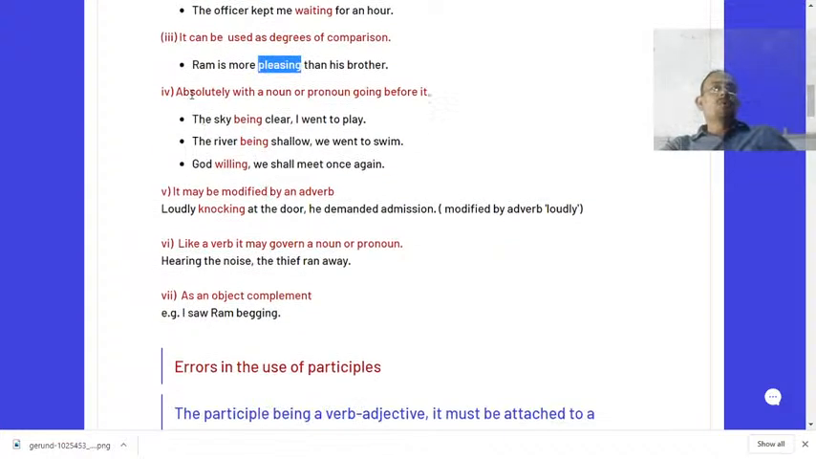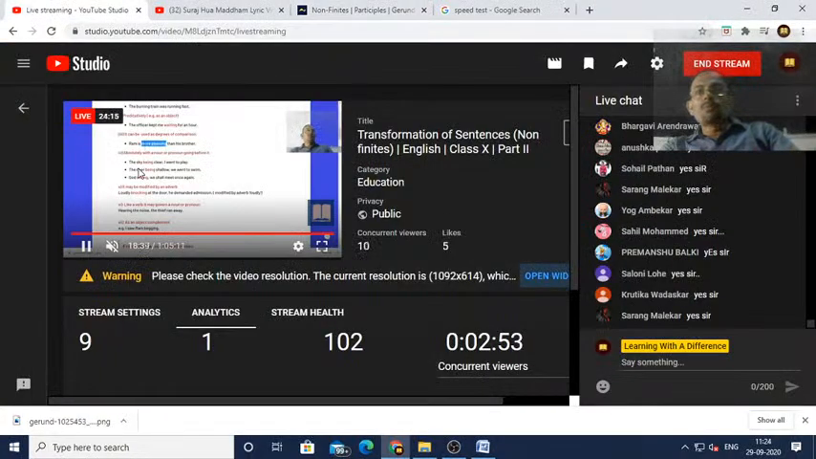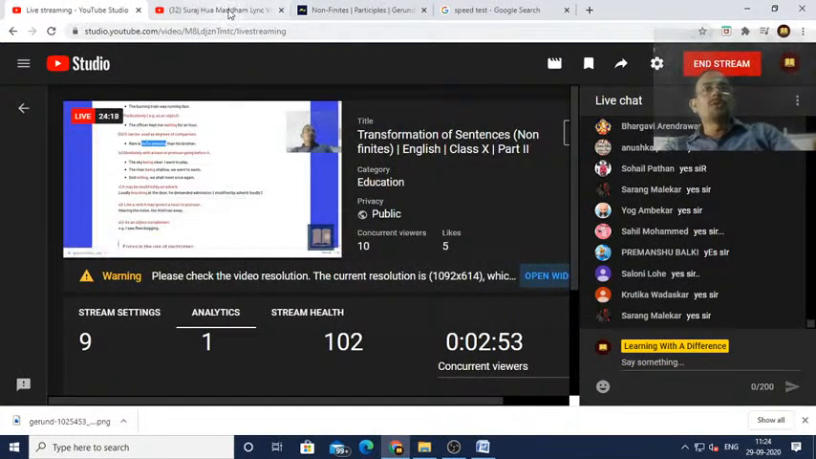Now dear students, the fourth example, you see. Before that, let me check once whether there is no buffering at this moment. Very good, the situation has improved now.